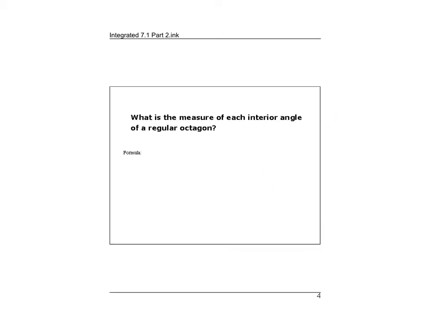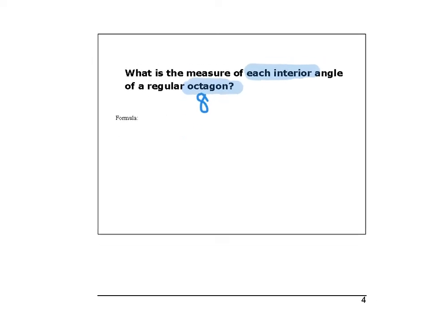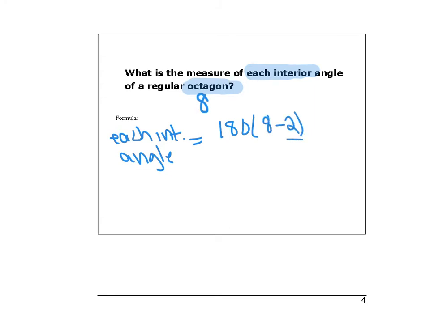Okay, what is the measure of each, and when you do these, you have to make sure you're reading the question carefully, each interior angle of a regular octagon. Okay, so we have an octagon. We know an octagon means that it has 8 sides, and we know our formula for each interior angle equals the sum, which is all of it, which is 180 times n minus 2, so we'd have 8 minus 2, divided by n, which is 8.